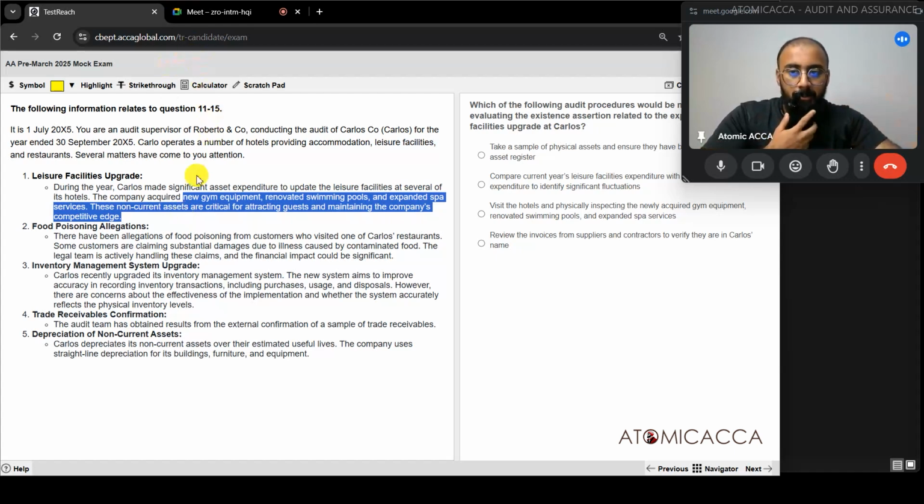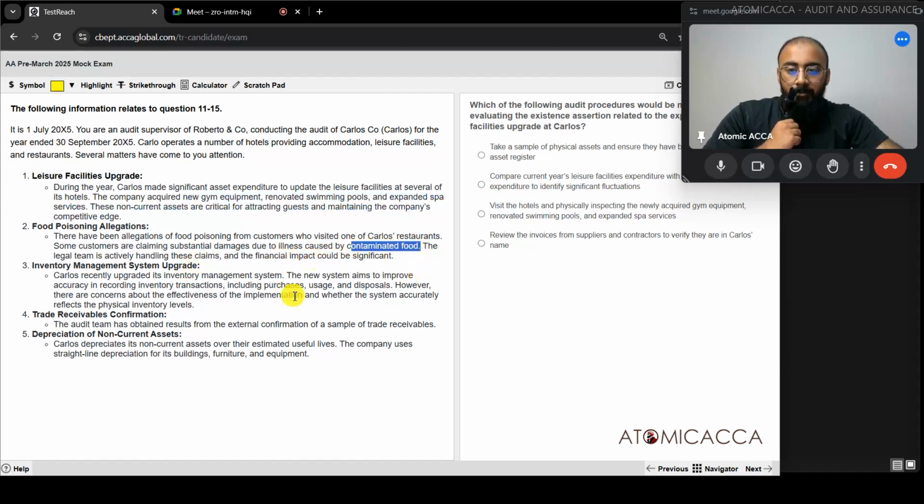All right. Food poisoning allegation. There have been allegations of food poisoning from customers who visited one of Carlos' restaurants. Some customers are claiming substantial damages due to illness caused by the contaminated food. The legal team is actively handling these claims and the financial impact could be significant.